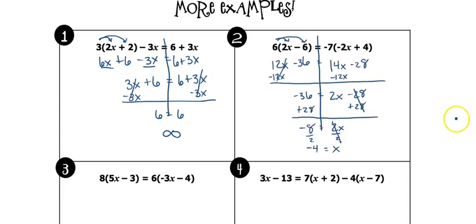Okay, so for number 2, I simplify first, then move my variables. Now look at those variable terms. I had a 12 and a 14, right? Those are not the same, so they're not going to go to 0. And if the variable is staying, I have a solution. So my solution here is x equals -4. This is what we would call one solution, because the only thing that makes this equation true is -4.